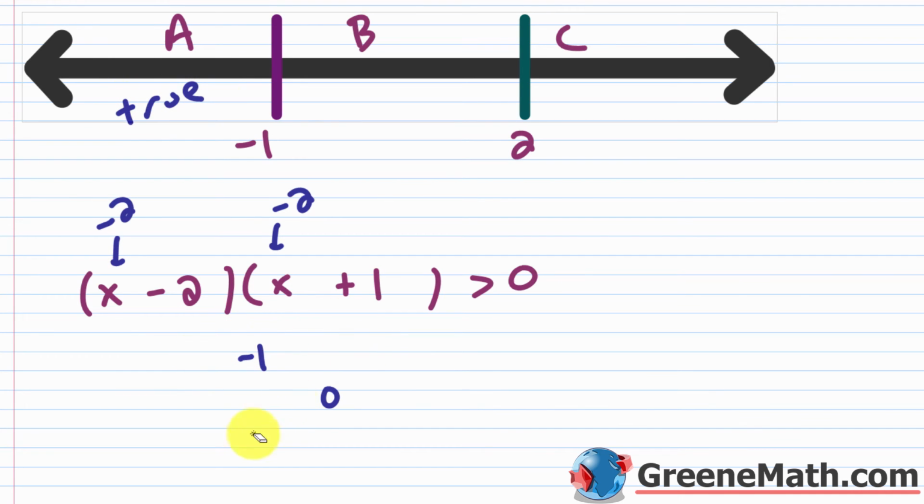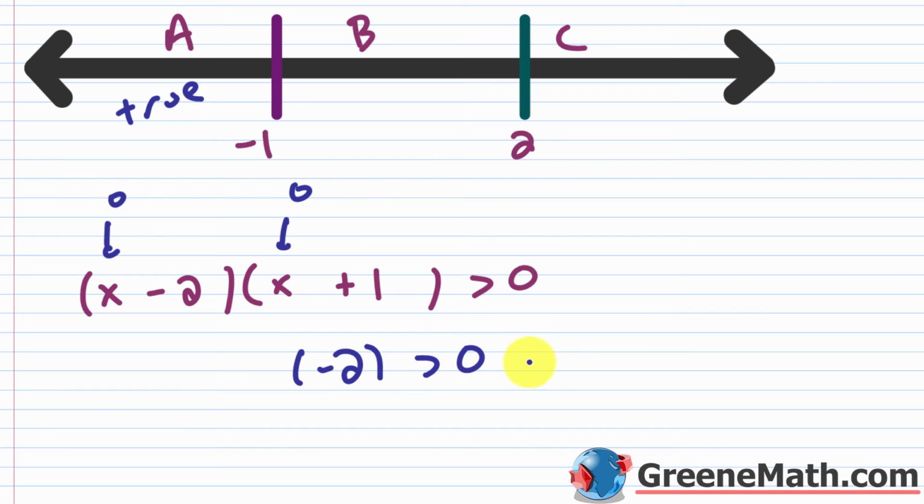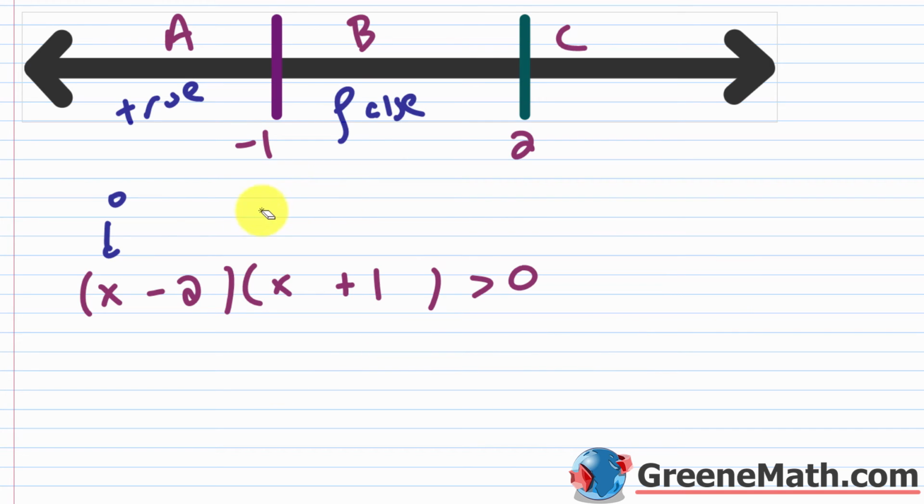Okay, so for region B, I would just pick 0, and obviously that's not going to work. If you plug in a 0 there, and you plug in a 0 there, you're going to get a negative times a positive, right? You'd have a negative 2 times a positive 1. That's a negative 2, and a negative is never greater than 0. And specifically here, you would say that negative 2 is greater than 0 is a false statement. Okay, so I'm just going to say this is false. Does not work.